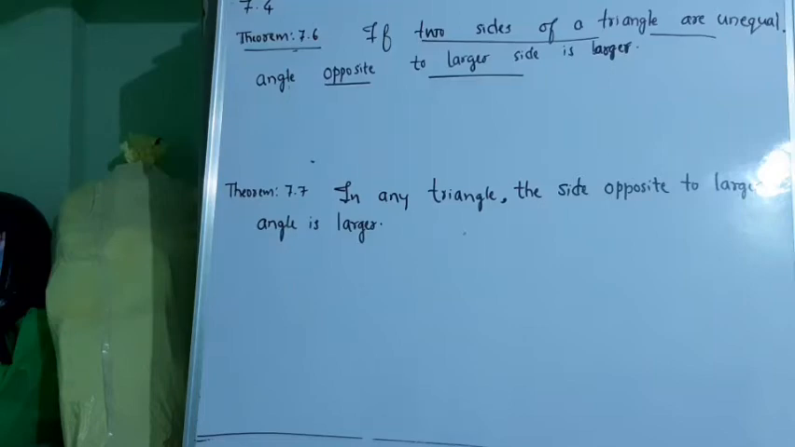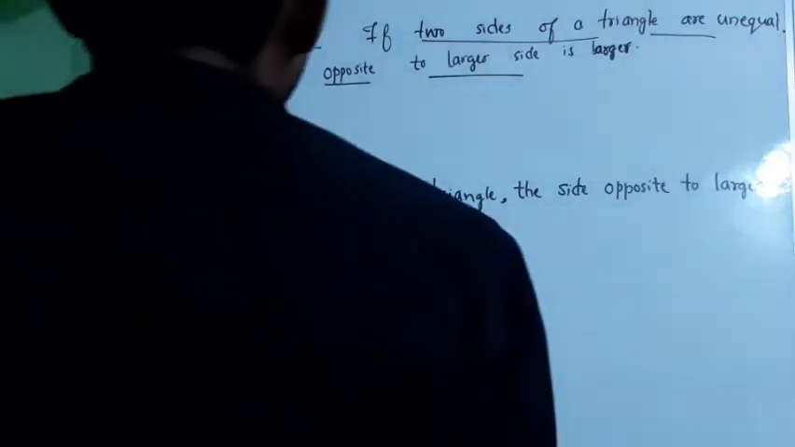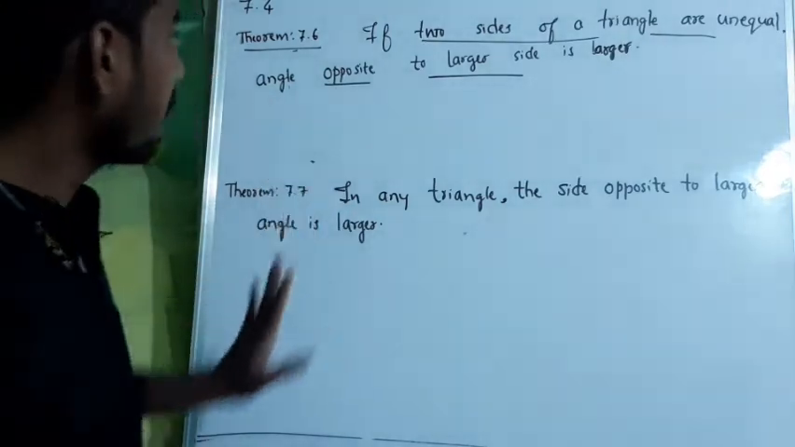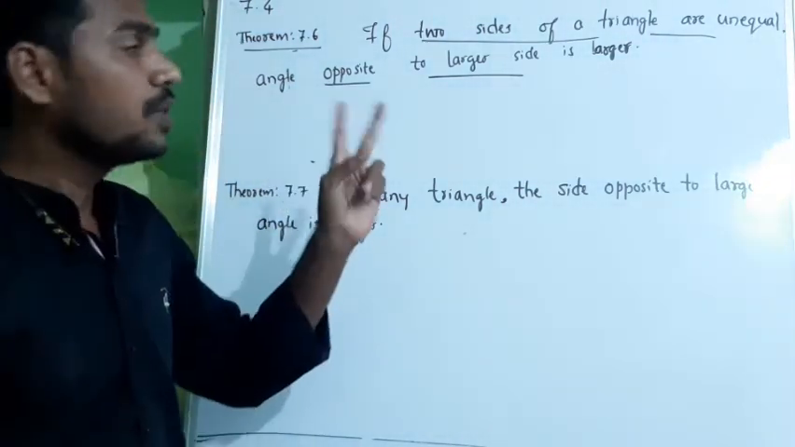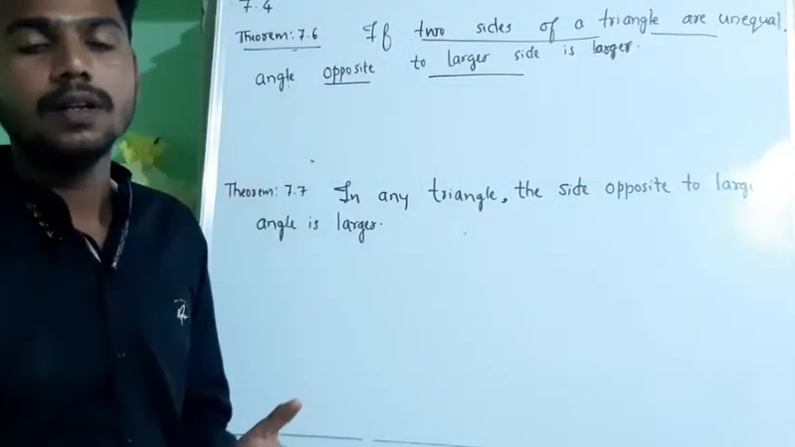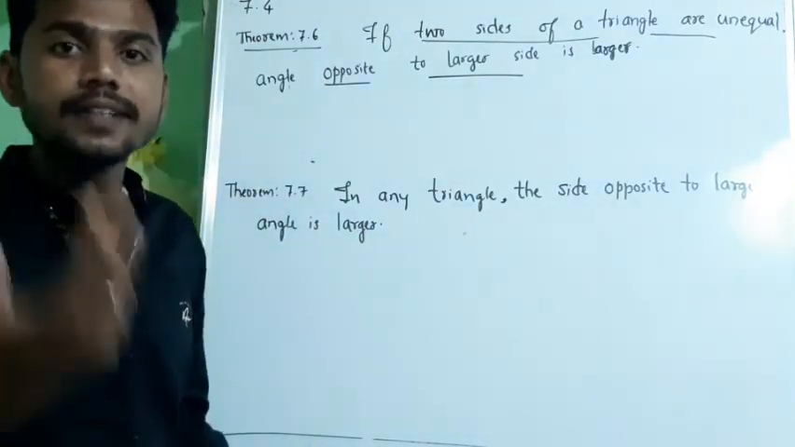Dear students, we will start with exercise 7.4. Before that, we will study the introduction part of it. Theorem number 7.6. What does it state? If two sides of a triangle are unequal, the angle opposite to the larger side is larger.